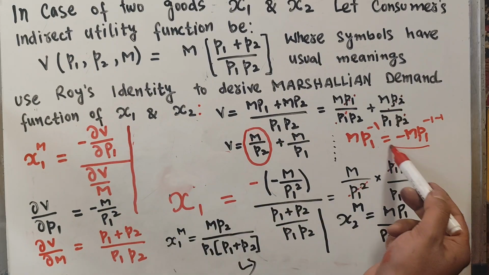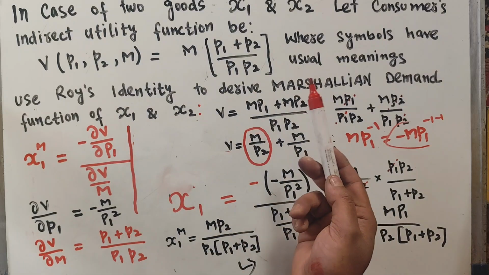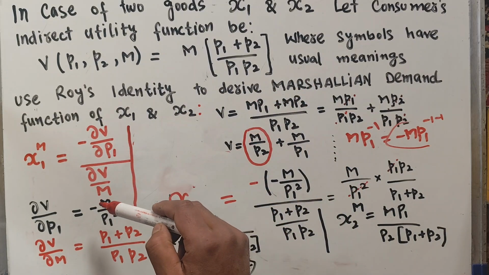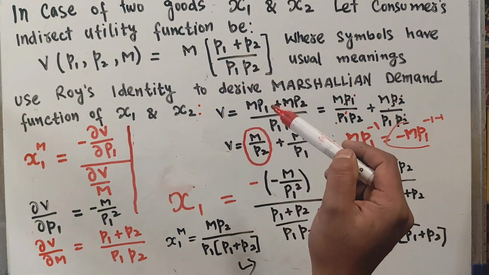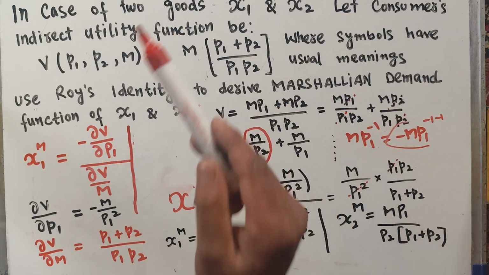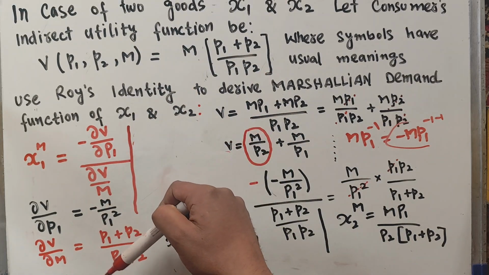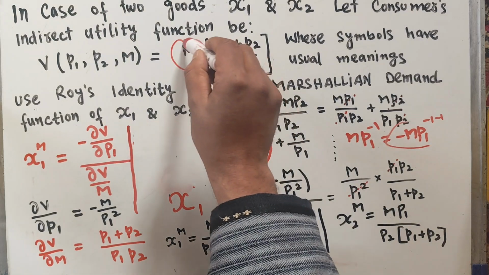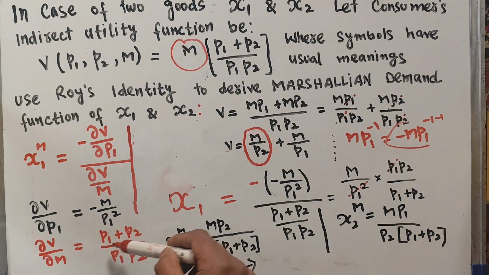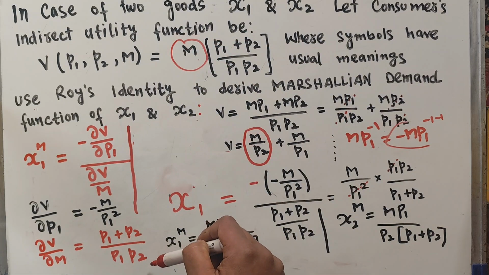Now, to find the marginal utility of money, we take the partial derivative of this indirect utility function with respect to m. The derivative of m is 1, so we are left with this term: p1 plus p2 divided by p1 times p2.